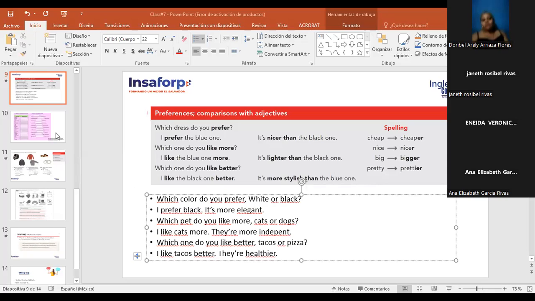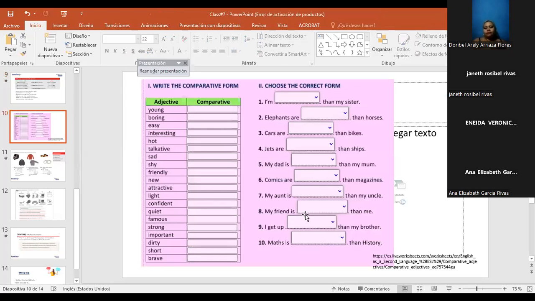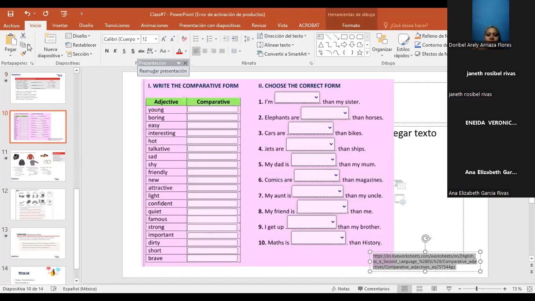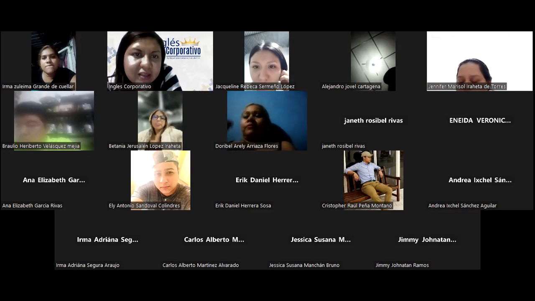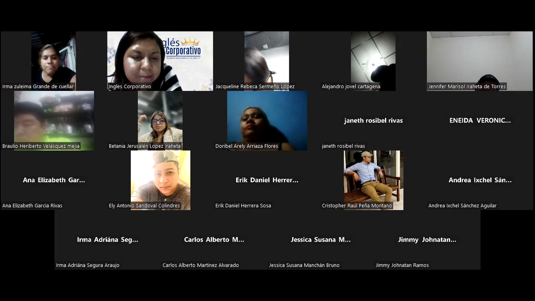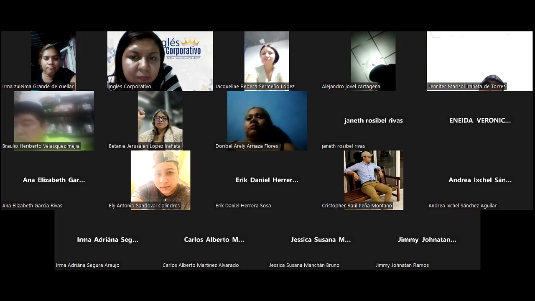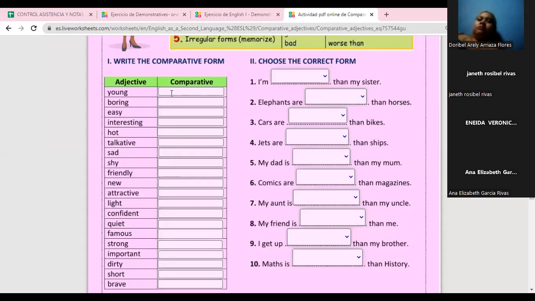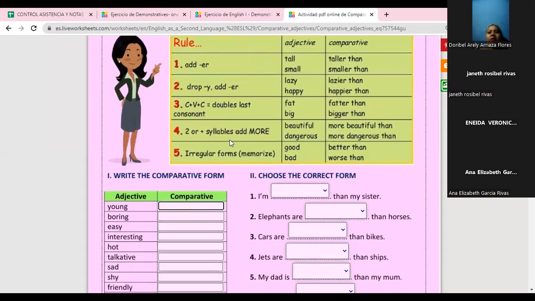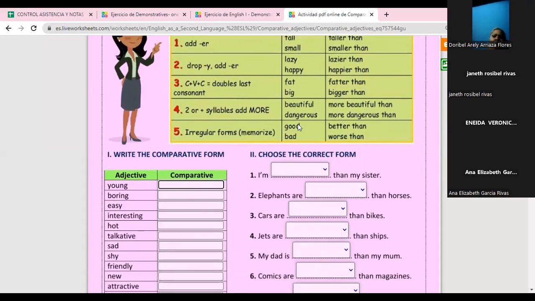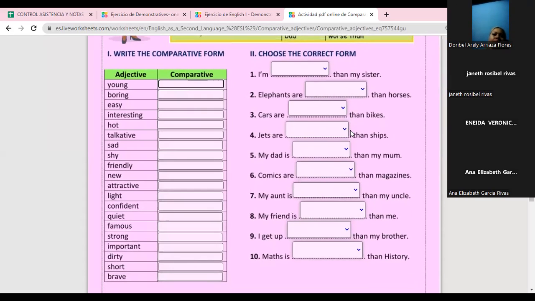Okay, well guys, now we are going to continue working with the comparative. This was homework, but I don't know if you did it because you were sending me the other homework. But we are going to check out this database here. First we're going to write the comparative, okay? What is the comparative form of young? Do you remember the rules? We add ER, we drop the Y and add ER, we double the last consonant for consonant, vowel, consonant, with two or more syllables we add more, and irregular forms we memorize. What is the comparative of young?